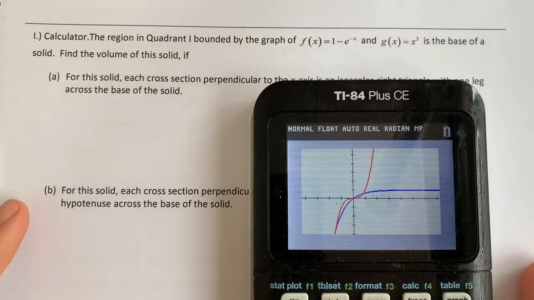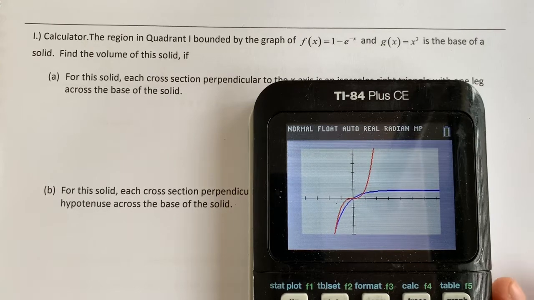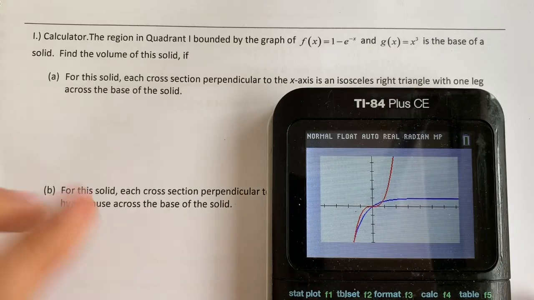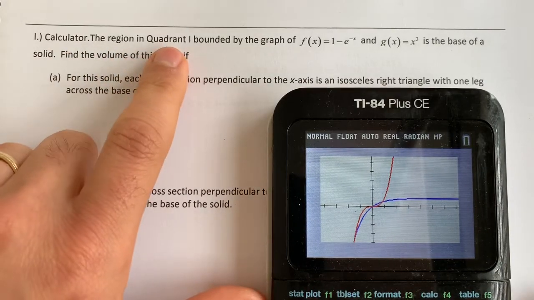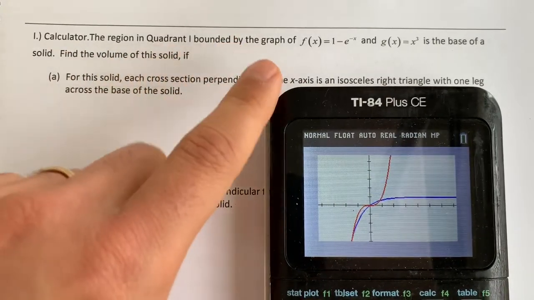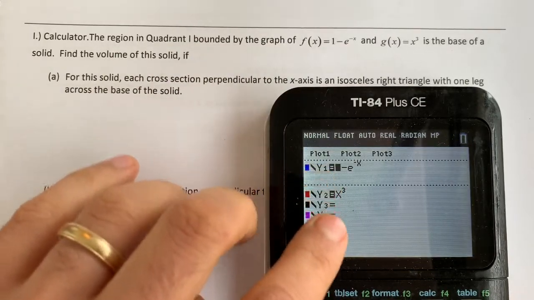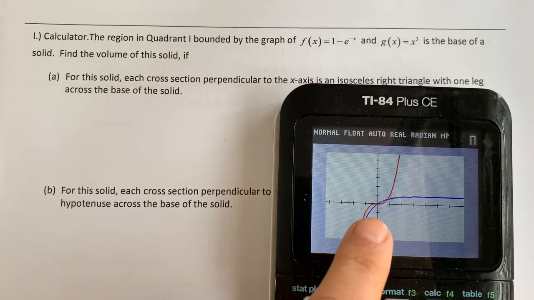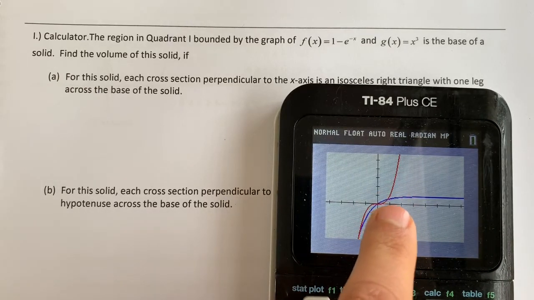All right, here's number 1A, and it's a calculator problem, so we've got to make sure we're good with our calculators on this. I'll be teaching some calculator techniques. Okay, so we're in quadrant 1, bounded by the graphs here. I've already typed in the equations, you can pause so you can type them in. And then we're in quadrant 1, that bounded region right there.